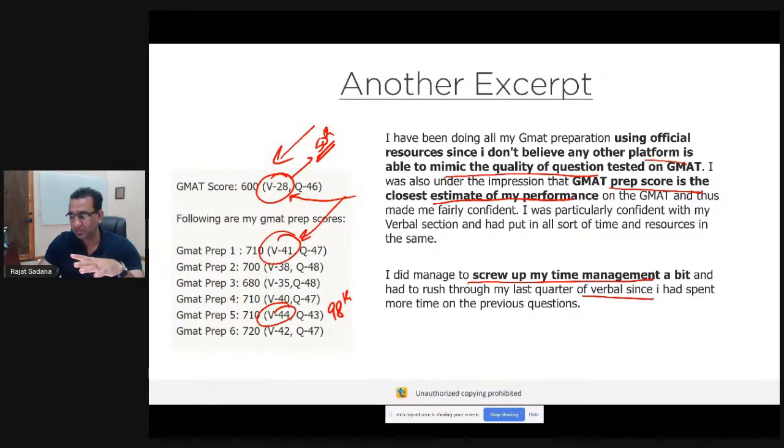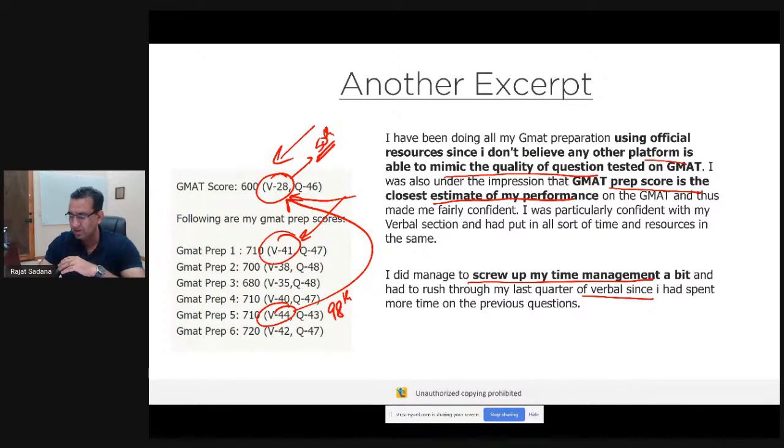Now, one thing that I'm going to prove is time management will not be responsible for this kind of decline in scores. It does not work that way. The GMAT is a beautifully designed test. It's designed to reduce that impact of time management to a good degree.